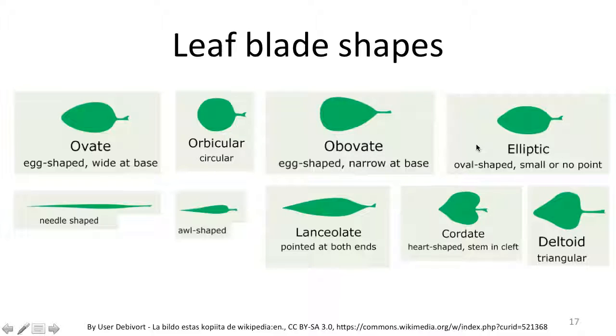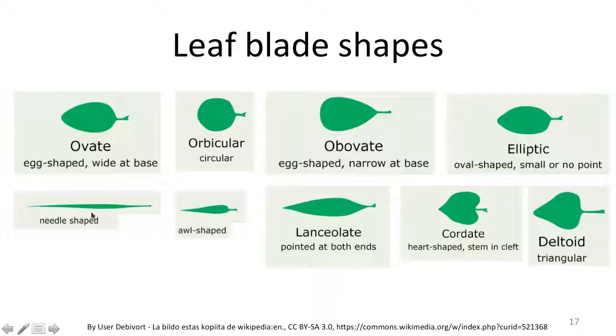Next, we will look at an elliptic leaf. And in an elliptic leaf, again it's oval-shaped, but this time the widest point is just about at the center of the leaf. If we move down to the second row, we see several shapes.